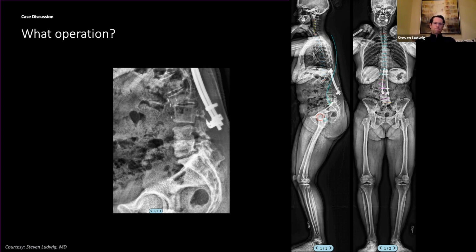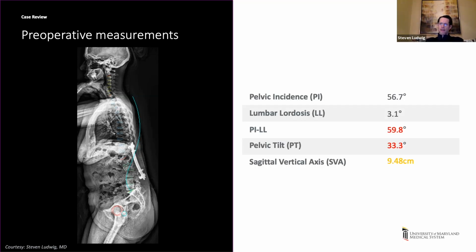And when you look at her parameters and the magnitude of correction you need, she's fairly off, her SVA is fairly off, and her PI-LL mismatch is going to require, at minimum, a PSO to get that degree of correction, right? I think if you're going to approach this all through the back, doing a posterior column osteotomy and just positioning where you're going to get another 15 degrees is probably not going to get you to those safety parameters that everybody's talking about.